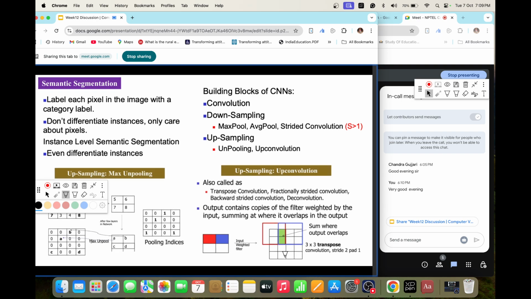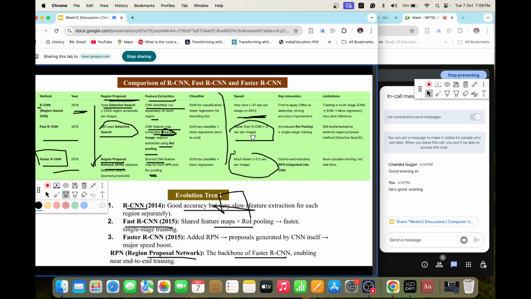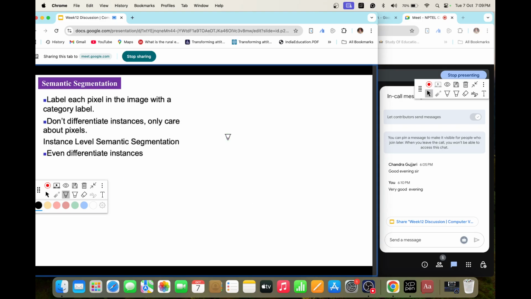And then we have semantic segmentation. I have told you that classification we read in week 10. In the last slides we discussed detection, and now we move on to segmentation, that is pixel-wise detection. Not only detection, but here we also get the shape of the object, because we are doing pixel-level detection.